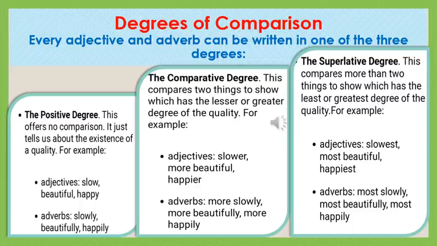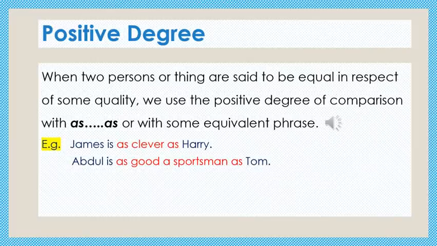Let us see one by one in a little more detail, how we can use it. Positive degree: an adjective or adverb that does not make a comparison is said to be in the positive degree. If the adjective or adverb is not making a comparison, only simply putting forward a statement or a degree, then we can call it a positive degree.